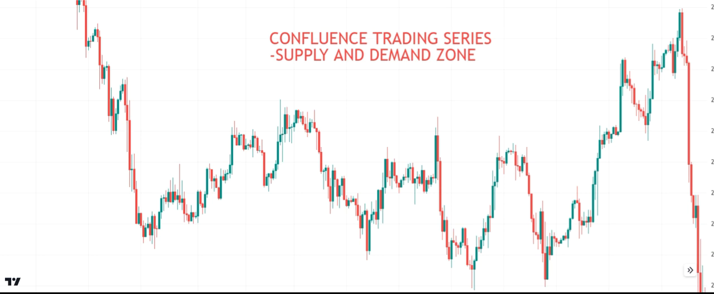Today we are going to discuss our next topic under the trading series, that is supply and demand zones. Supply and demand zones are very important to understand the overall market trend and to decide our entry and exit. So what exactly are supply and demand zones?